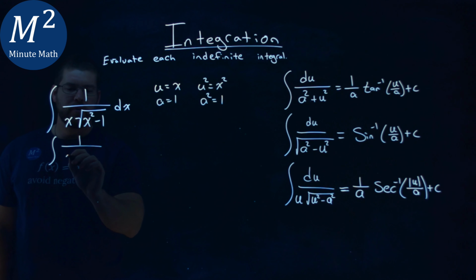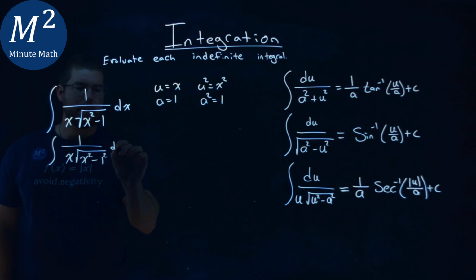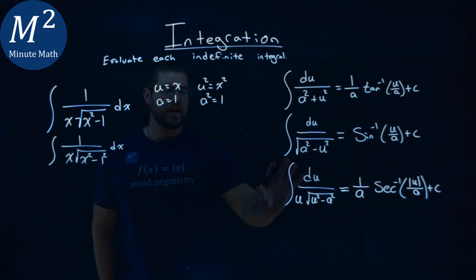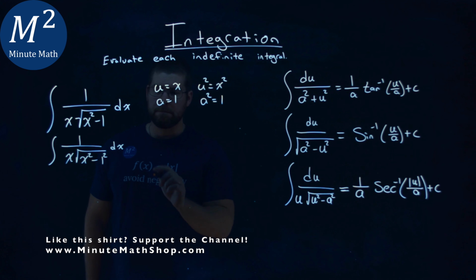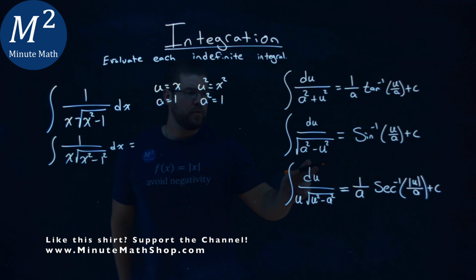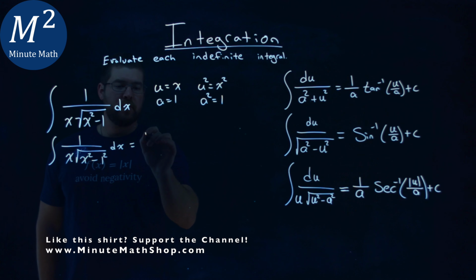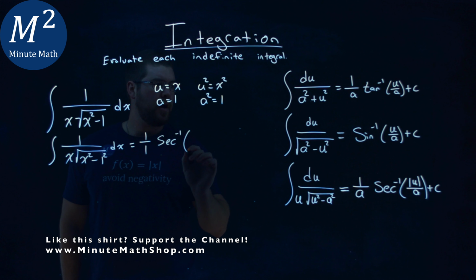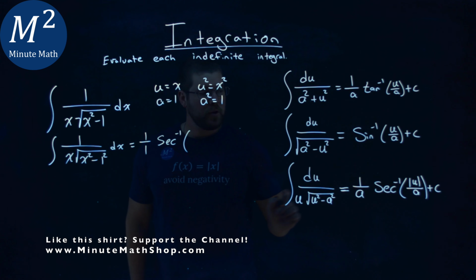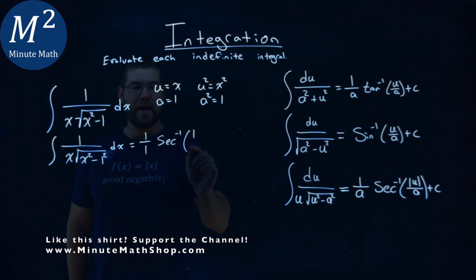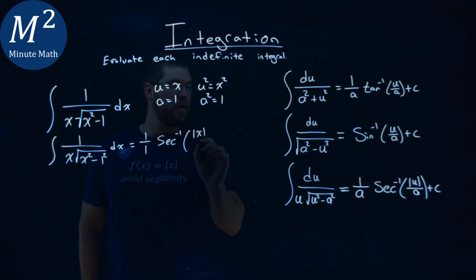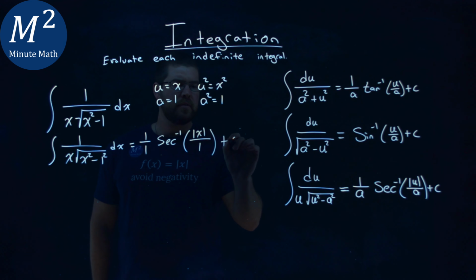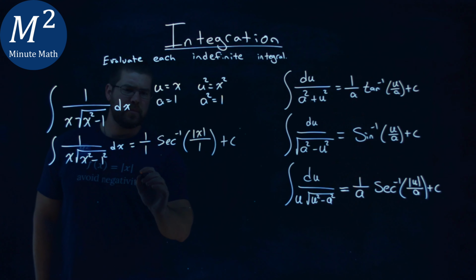So we have the integral of 1 over x square root of x squared minus 1 squared dx. Now it's kind of broken up to look like this form. Applying our rules, 1 over a being 1, so we have 1 over 1 here, arcsecant of the absolute value of u, so absolute value of x being our u value, over our a value being, well, 1 again, plus c. Now we can simplify this up a little bit.